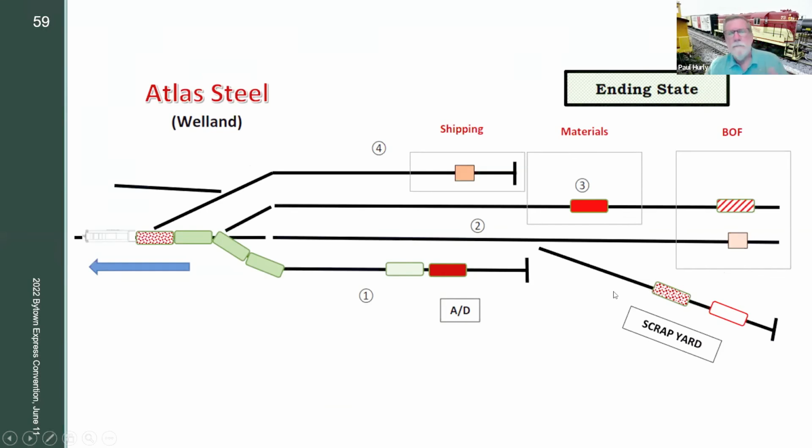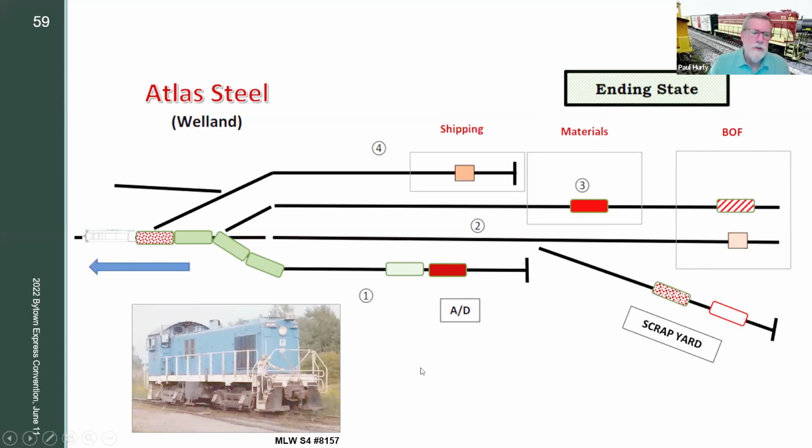So again, lots of dimension, lots of challenge, moving things around, moving things to where they need to be with as few moves as possible. And again, I can do this in about 10 moves right now, using this track number 2 for temporary parking on a number of occasions, as well as track number 4. And there's the switcher that is on order. That was used in the late 60s and 1970s at Atlas Steel.